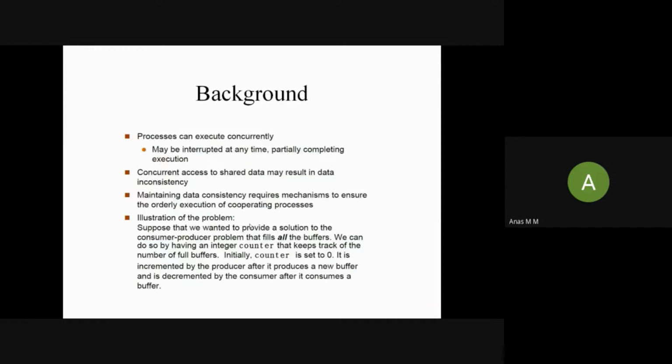Suppose that we wanted to provide a solution to the consumer-producer problem that fills all the buffers. We can do so by having an integer counter that keeps track of the number of full buffers. Initially the counter is set to 0. It is incremented by the producer after it produces a new buffer and is decremented by the consumer after it consumes a buffer. So these are the background.